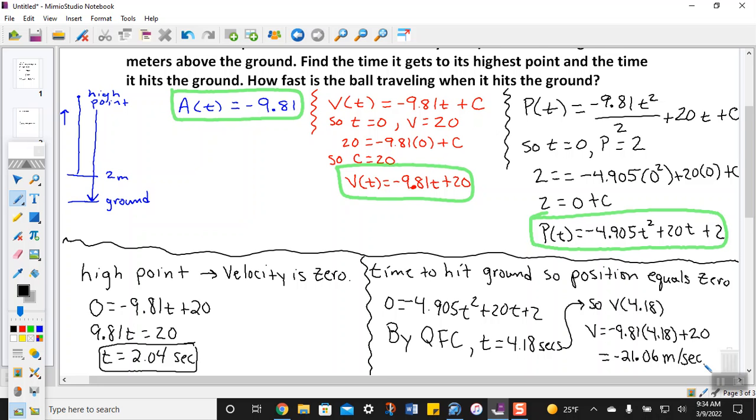Compared to physics, I don't know, that's pretty easy. What do you guys think? You okay with this right now?